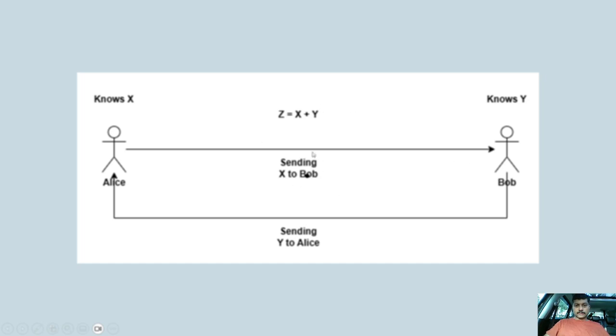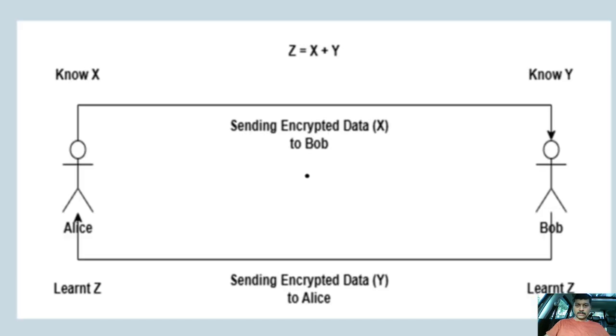But here the problem is that it is not secure, because the values are being passed directly to Bob, and it should not be the case. You need to do some sort of encryption here. How you do that is taken care of in the SMPC section, which is secured multi-party computation. And in this case, of course, Alice knows x and Bob knows y.